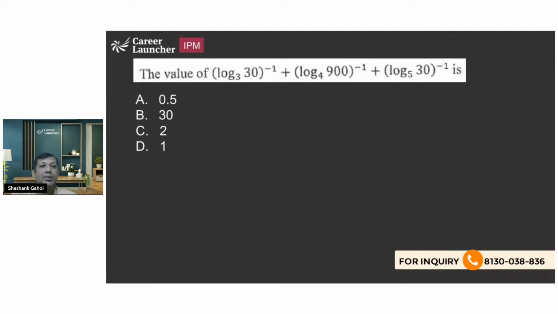Now the value of this. So basically this is a similar type of question that we have already done. That was the first question. We have already seen that log a b is actually equal to 1 upon log base b a. ठीक है, तो अगर मैं इसको देखूं, so this is actually log base 3 3. This is 1 upon, sorry, this is 3 and this is 30. This is 4 900 and this is 1 upon log base 5 30. ठीक है, पावर -1. ठीक है, मैं रेसिप्रोकल सीधे सीधे ले लेता हूँ.